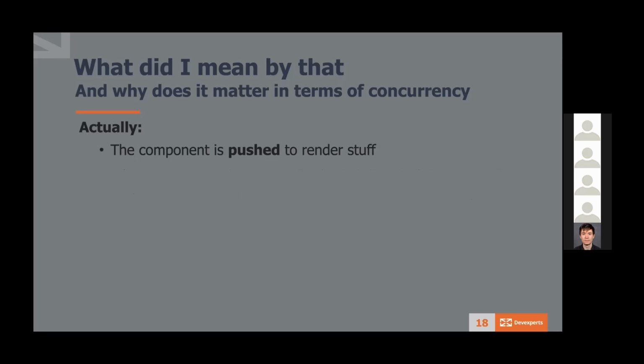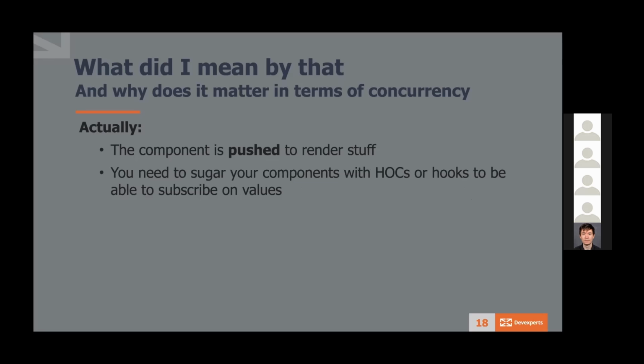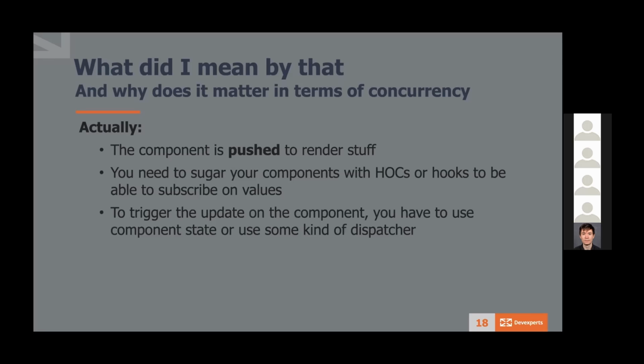What we actually have, the component is pushed to render stuff, so you have to generally say that render this and render that, and you have to keep track of things. You need to sugar your components with high-order components or hooks to be able to subscribe on values. So you cannot just get your React working. To trigger the update on the component, you have to use component state or use some kind of dispatcher, like in Redux.